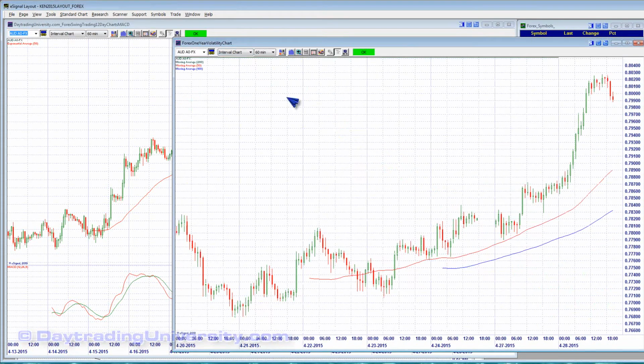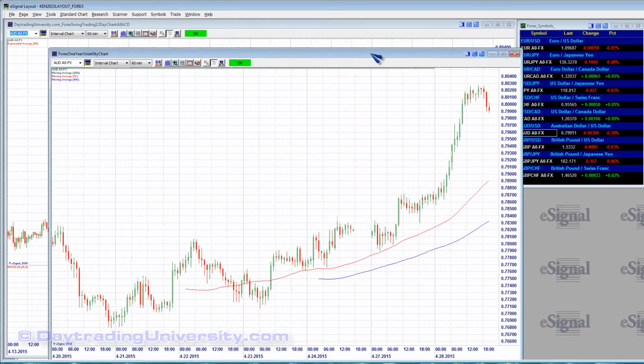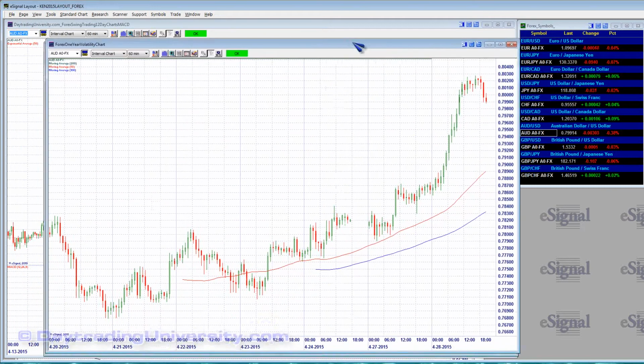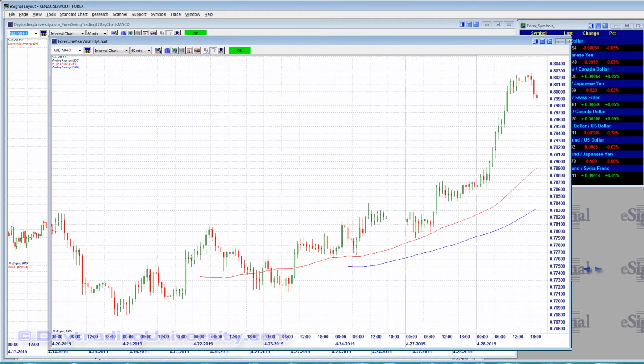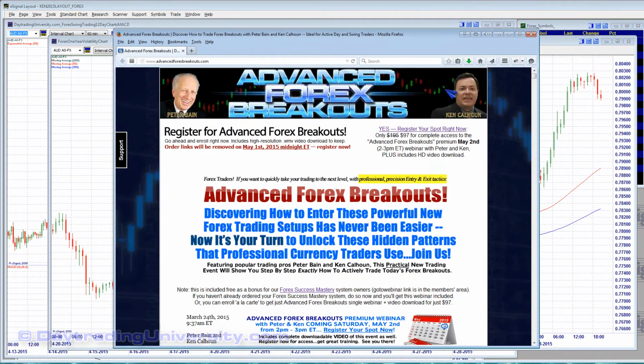And whenever you get a good jump start of a trade, something that's running like this, it's a smart idea to figure out a trading plan that makes sense, that you can capitalize on and make better winning trades with. So anyway, we've got a lot to cover for you in Advanced Forex Breakouts.